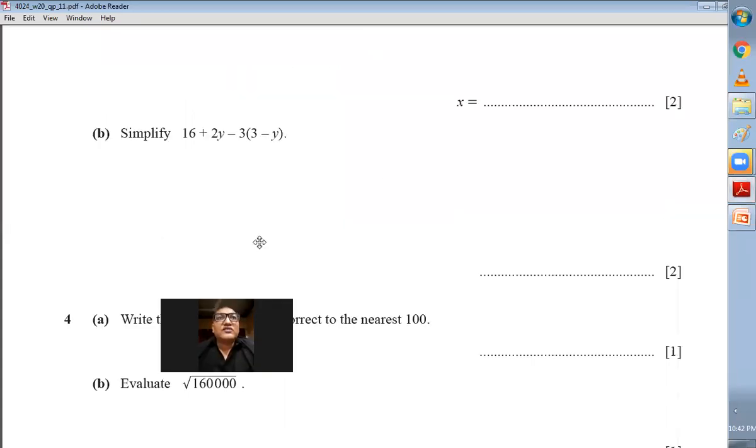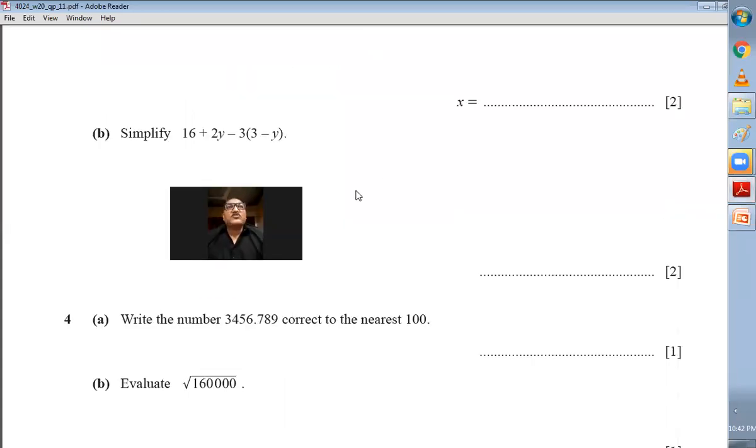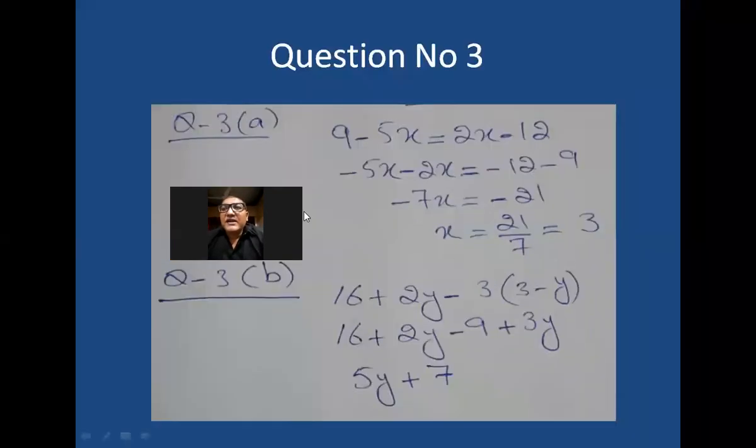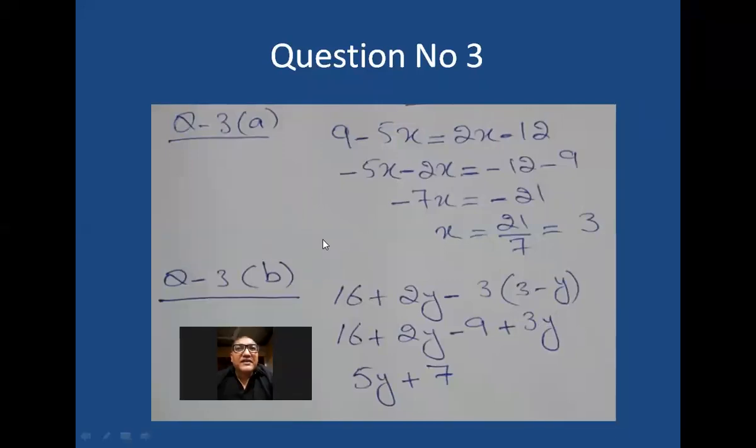So this is question number 3B part, a 2-mark question. Simplify 16 plus 2y minus 3(3 minus y). Very simple question. You just have to open this bracket, and the terms which have y will be added or subtracted.